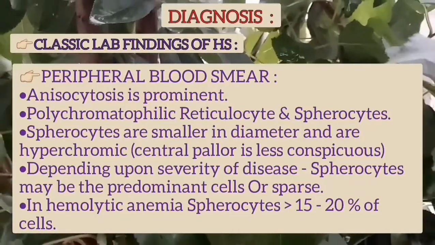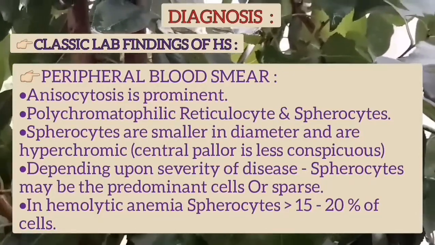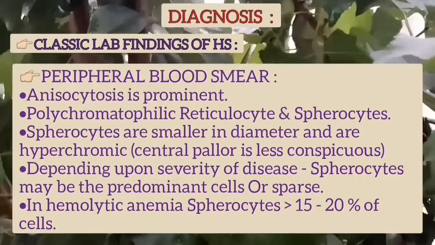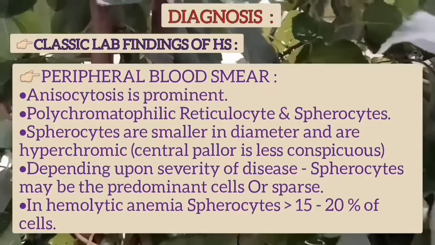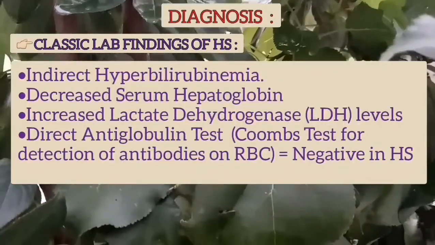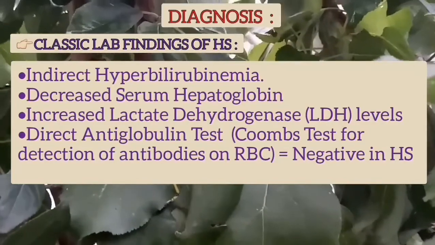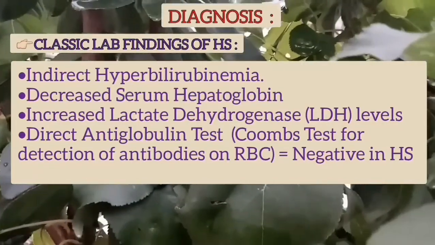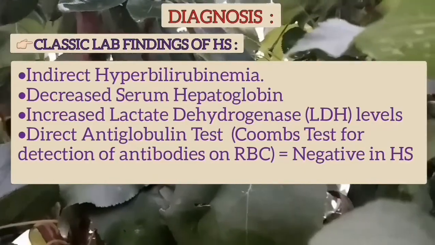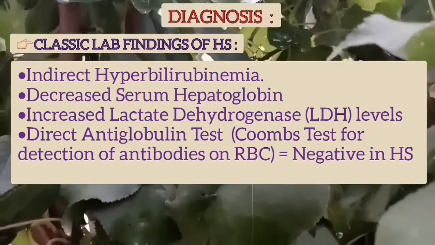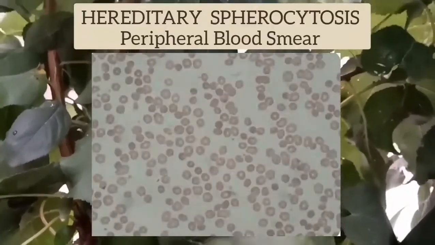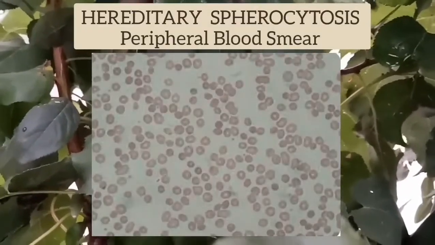Now, depending upon the severity of disease, spherocytes may be predominant cell or they may be sparse. However, in hemolytic anemia, spherocytes are more than 15 to 20% of the cells. Now, indirect bilirubin is increased. There is decreased serum haptoglobin, increased lactate dehydrogenase level, and direct antiglobulin test, that is the Coombs test for the detection of antibodies on the RBC, is negative in hereditary spherocytosis. This is peripheral blood smear showing many spherocytes.